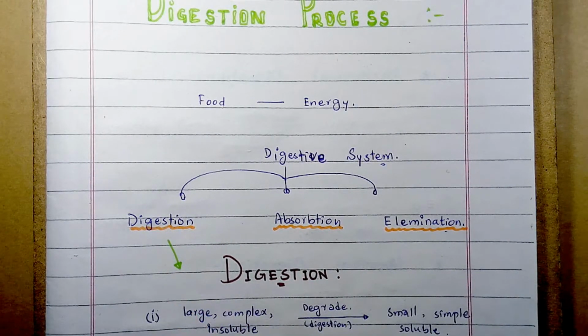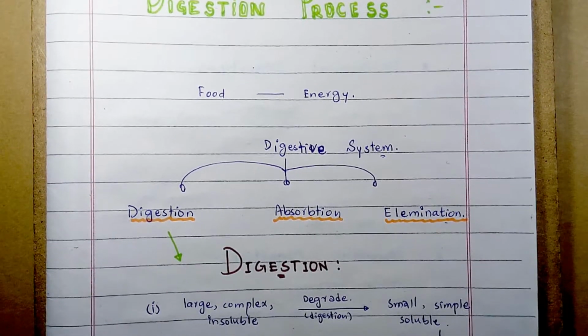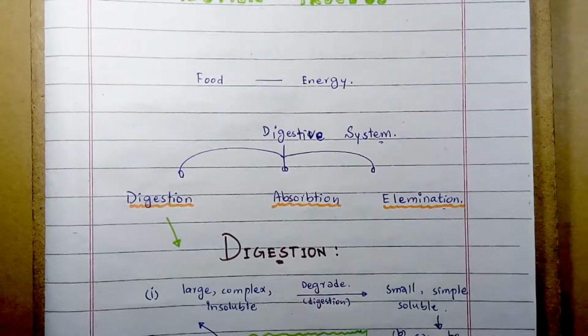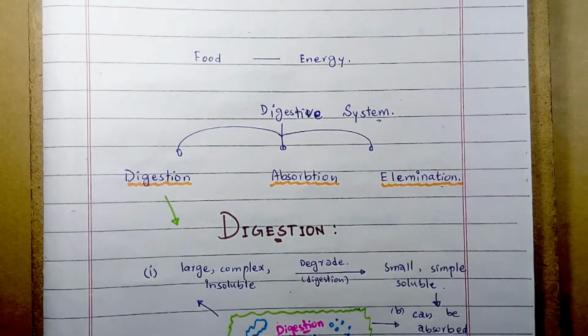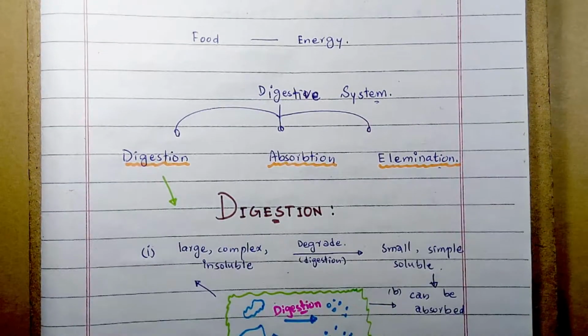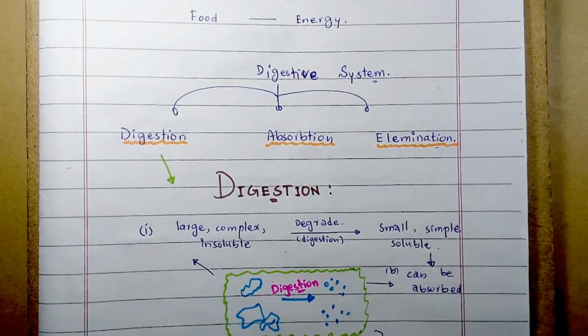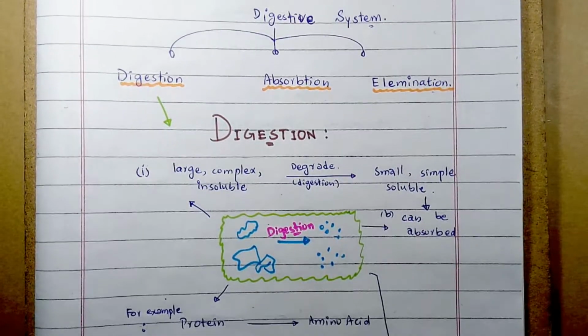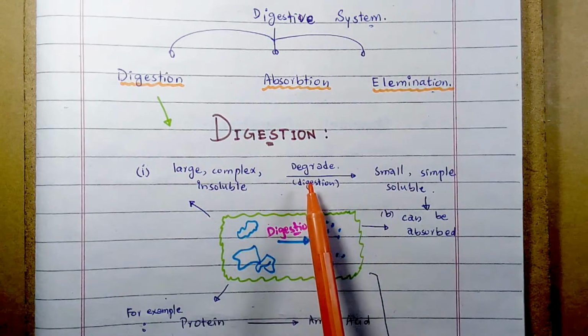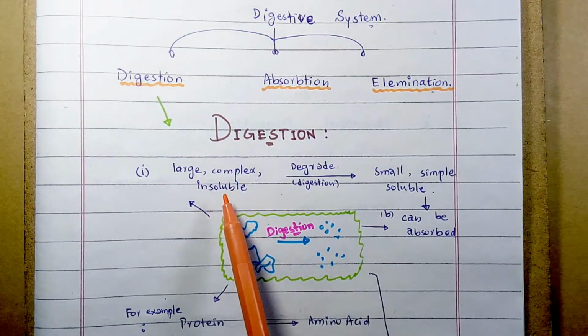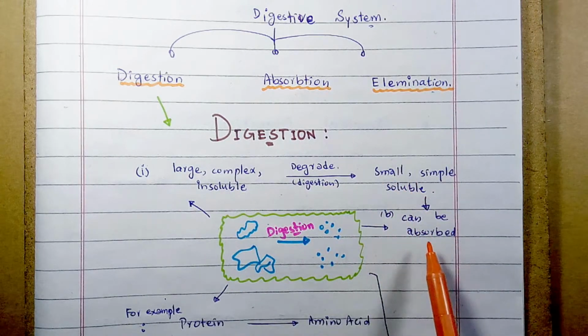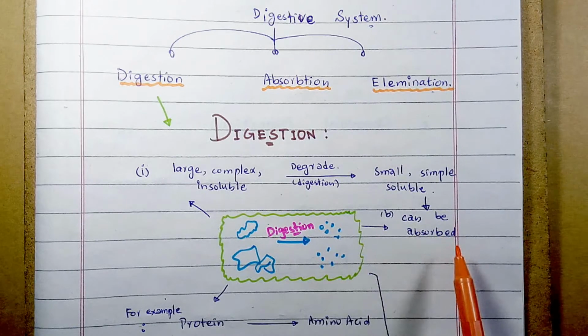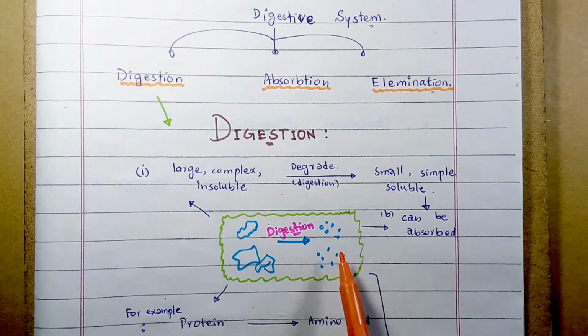Basically, digestion is a process by which large, complex, and insoluble nutrients are converted into small, simple compounds so that they can be absorbed in the intestine. Digestion is the degradation of large, complex, insoluble nutrient molecules into small, simple, and soluble components to be subsequently absorbed in the intestine. The large components are converted into small, soluble components.